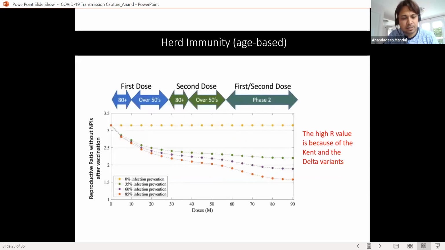But still, our vaccination programs took it up, and herd immunity. Herd immunity is population immunity, and can herd immunity be achieved in the UK with the current rate of vaccination? The answer is pretty much no. So if the vaccination is 85% infection prevention, then you will see that the reproductive number is somewhere here. So herd immunity is very, very difficult to achieve.